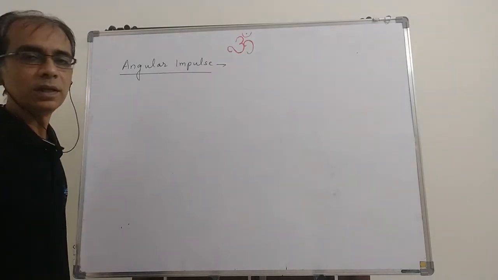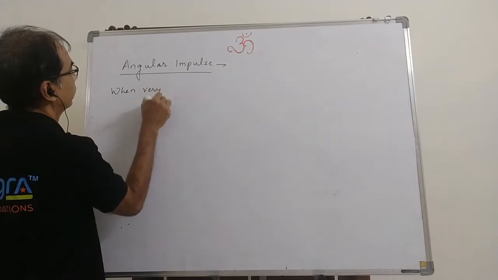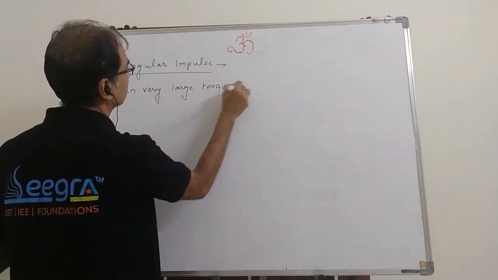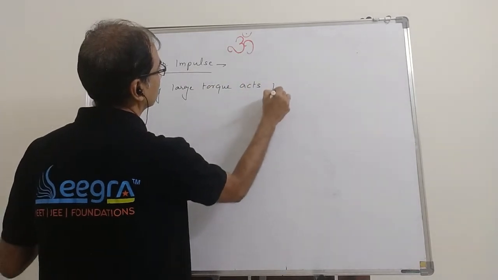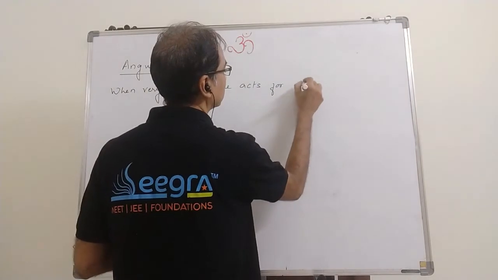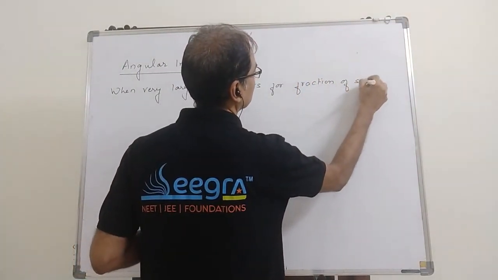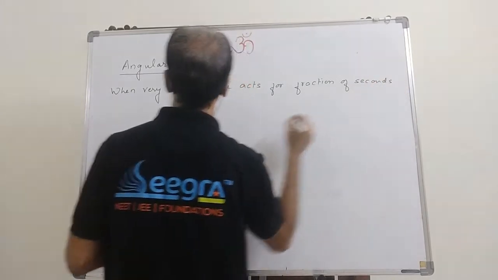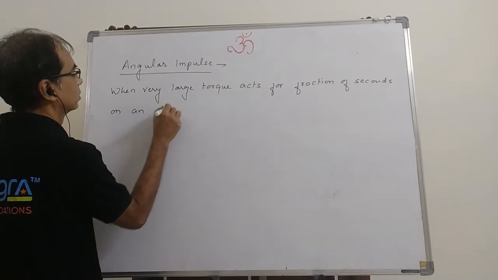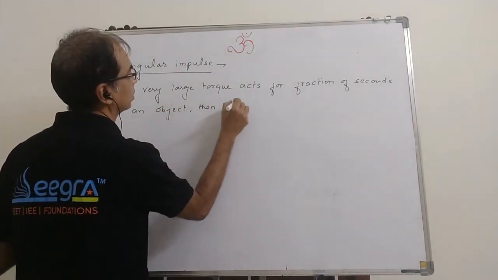So, angular impulse. What is angular impulse then? When very large torque acts for fraction of seconds on an object, that is called angular impulse.